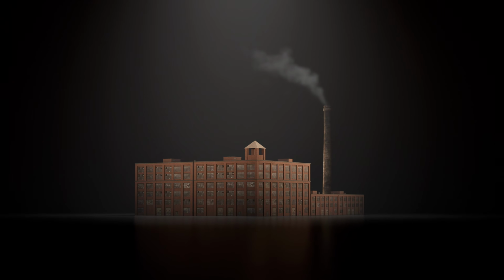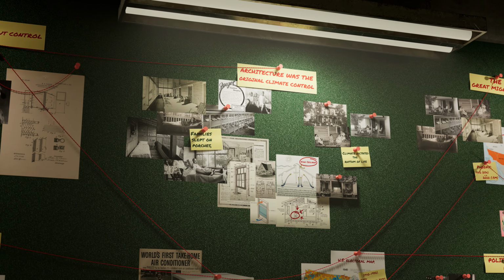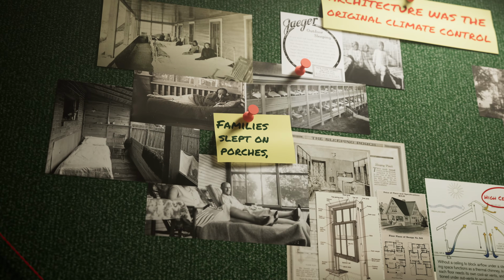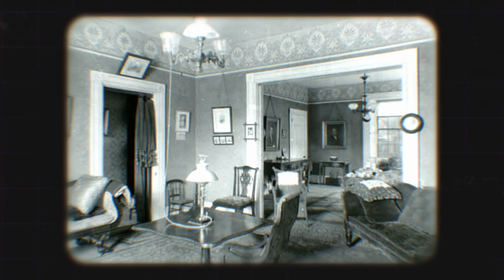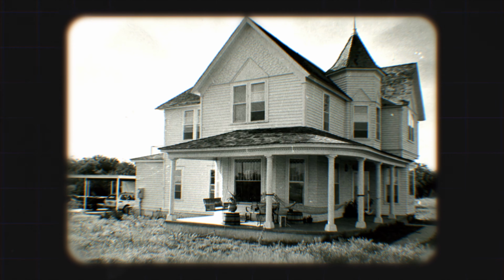But outside these industrial walls, humans had no such control. Before air conditioning, the climate dictated the rhythm of life. Entire families slept on screened-in porches, or even in the yard. Architecture was the original climate control. Homes had high ceilings to let the hot air rise, deep porches for shade, and cross-ventilating windows.